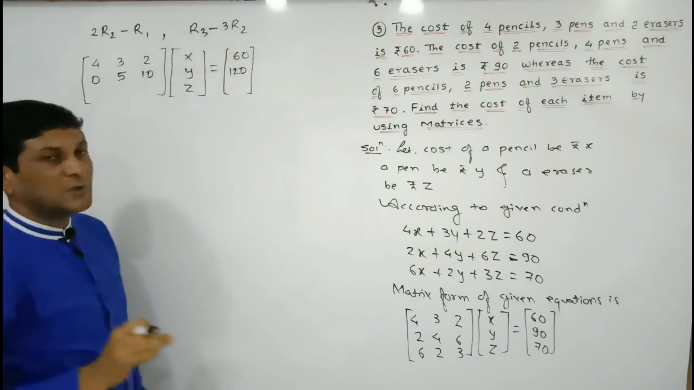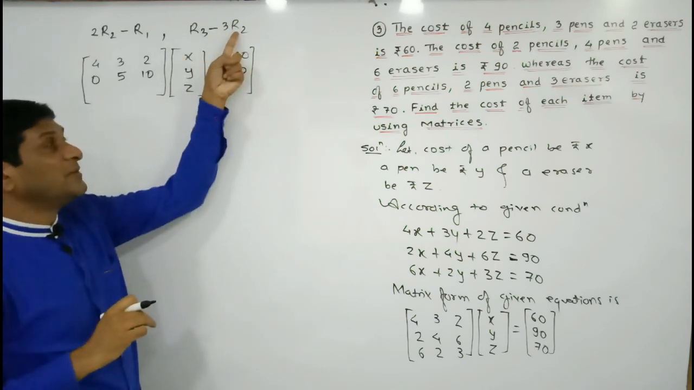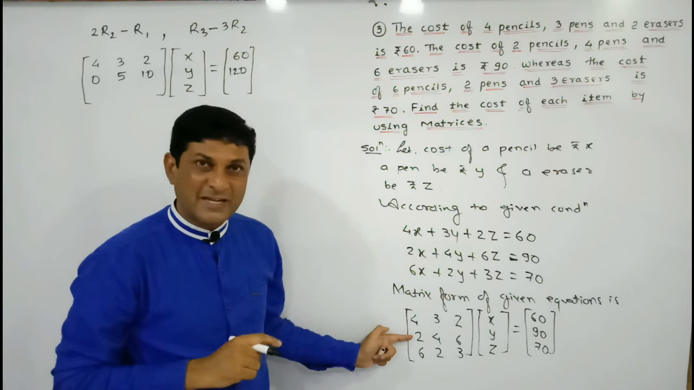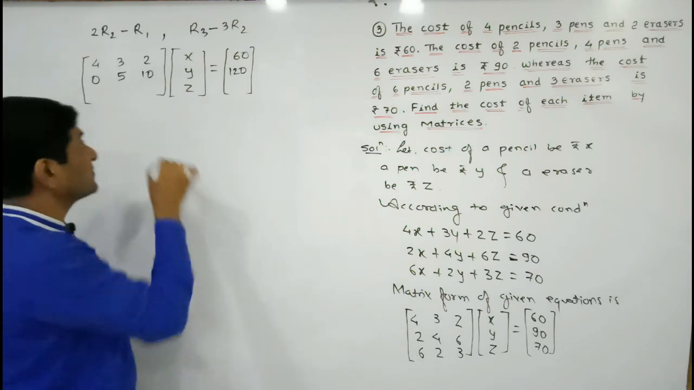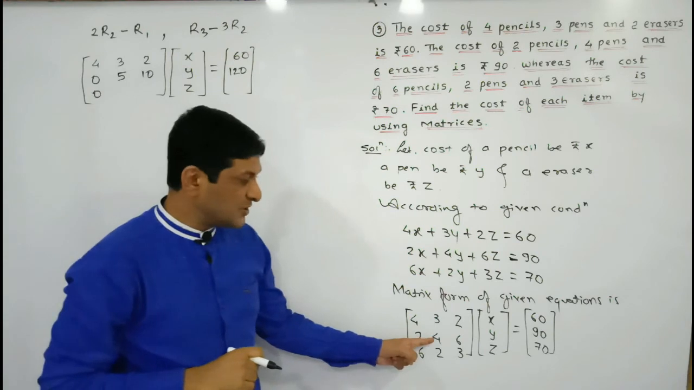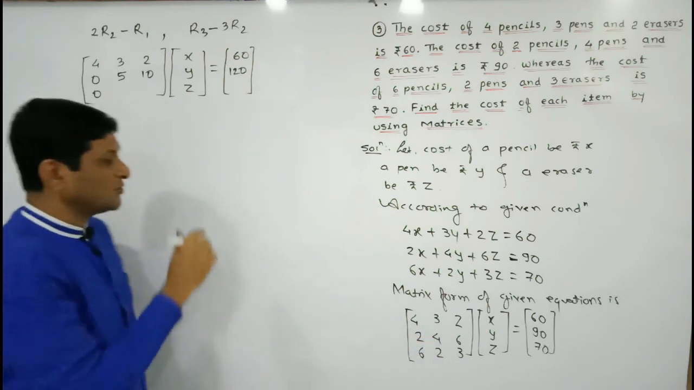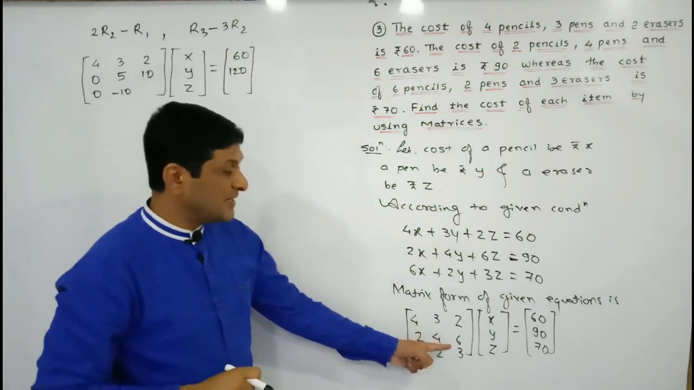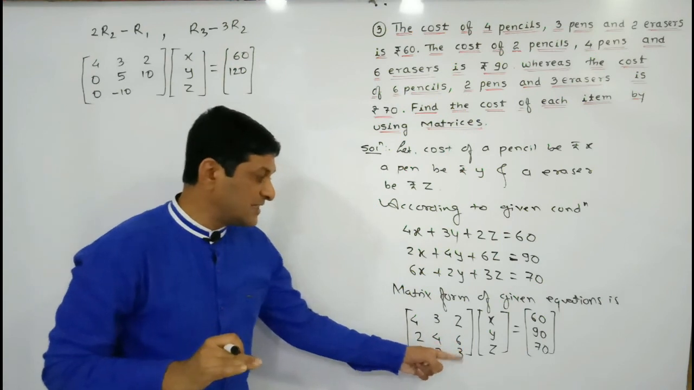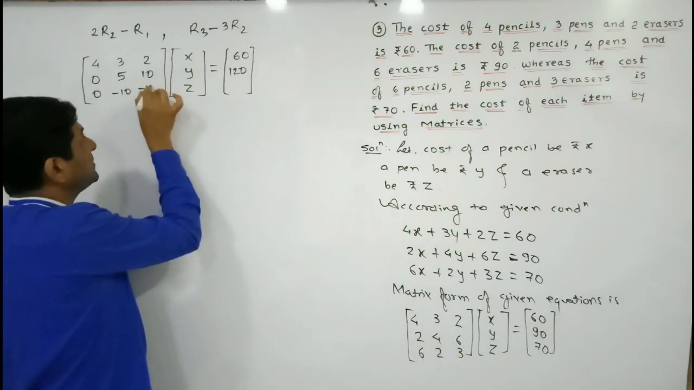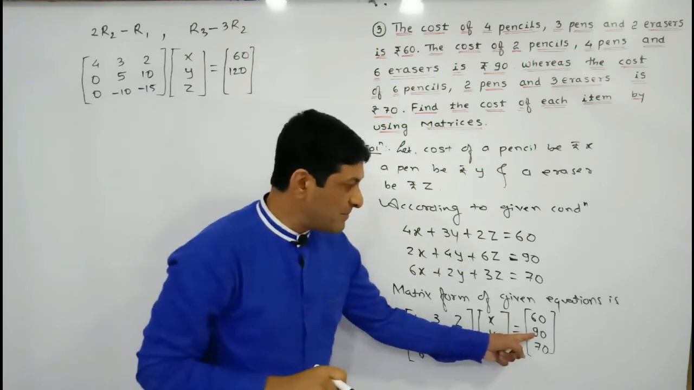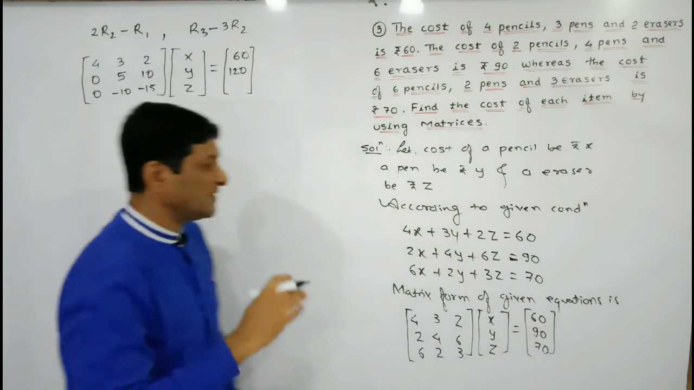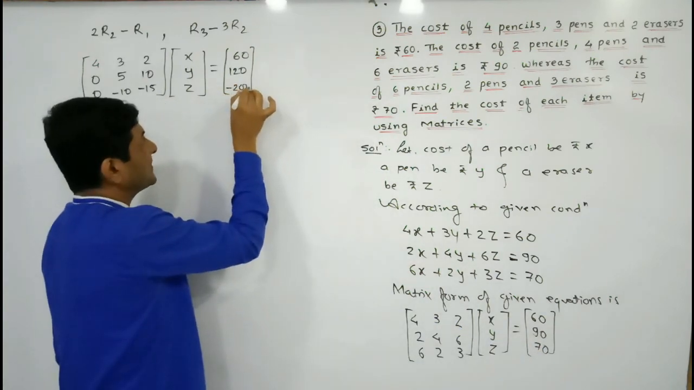Now perform this operation on the elements of R3. Here we are using the corresponding element of R2 and multiplying R2 by minus 3. Minus 3 into 2 is minus 6. Minus 6 plus 6 will become 0. Multiply by minus 3, here we will get minus 12. Minus 12 plus 2 will be equal to minus 10. Again multiply here by minus 3. Minus 3 into 6 is minus 18. Minus 18 plus 3 will be equal to minus 15. And on this side, multiplying by minus 3, we will get minus 270. Minus 270 plus 70 will be equal to minus 200.